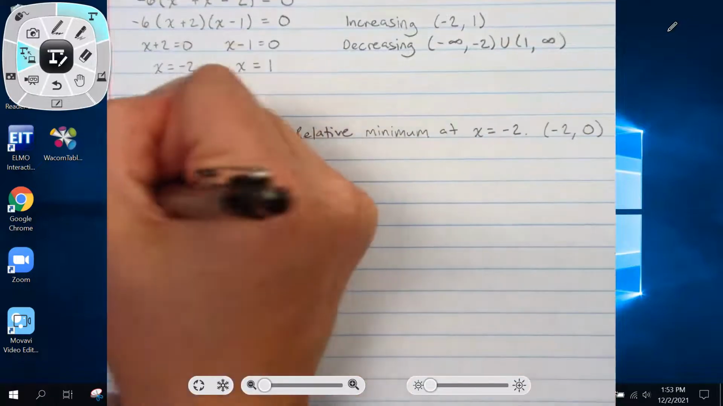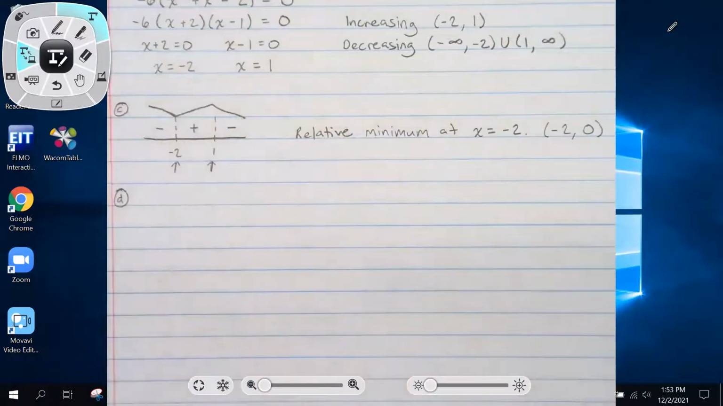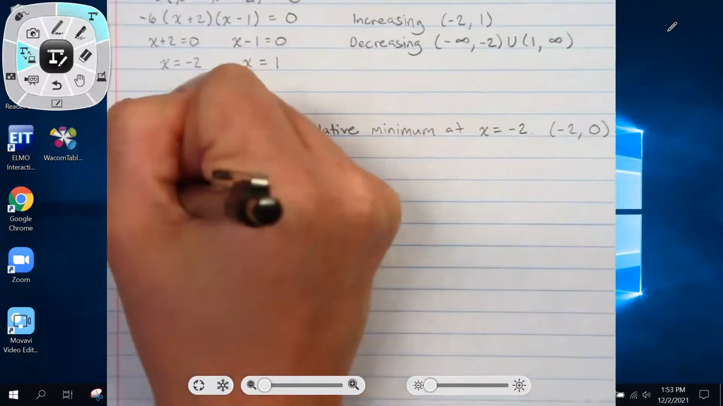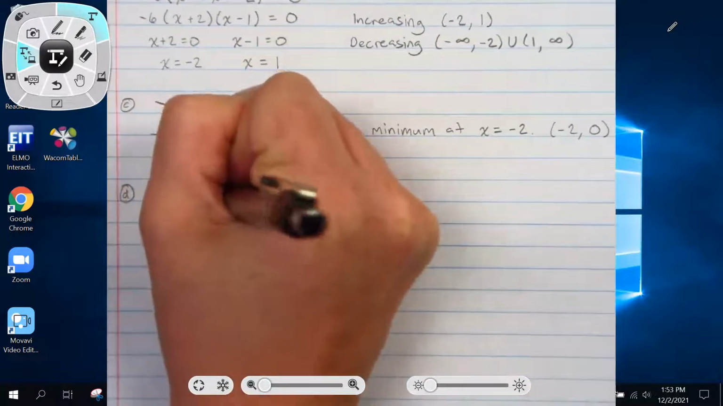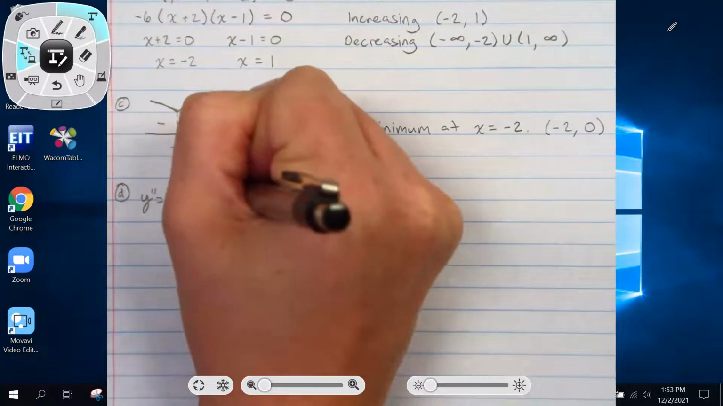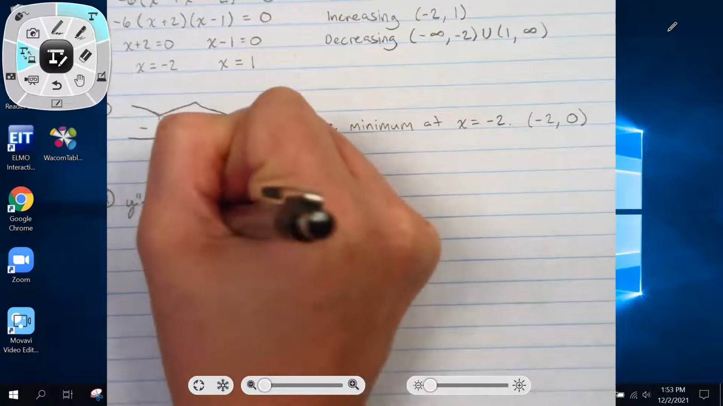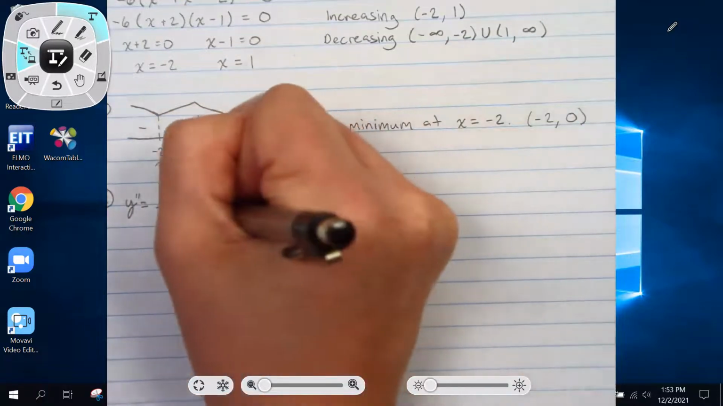Part D. Part D is asking to identify all inflection points. Find all inflection points and determine intervals where the graph is concave up and concave down. That comes from the second derivative, which is given to us. 12x plus 42 over (x minus 1) to the 4th.